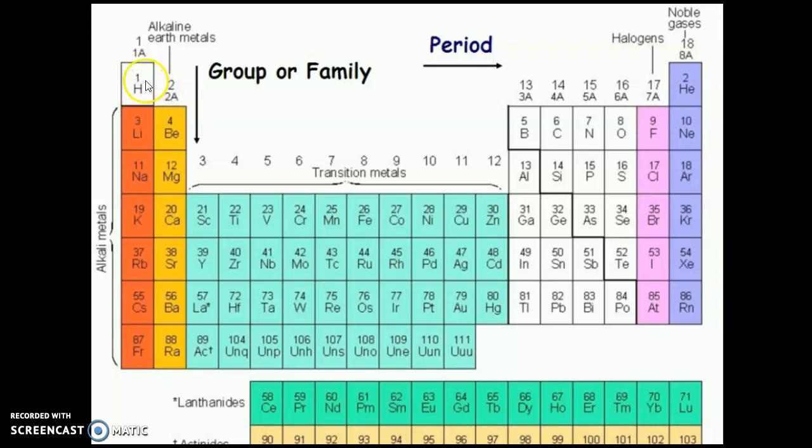So for example, hydrogen here has 1 electron on its outside shell. Beryllium here has 2. And all the members of the family or group will have the same number of electrons on the outside shell. We're going to be doing a lot with electrons this unit, so let's just pay attention to this part. It's not in your notes, but just knowing that the 1A, 2A, 3A, 4A, these numbers correlate to the amount of electrons on the outside shell.